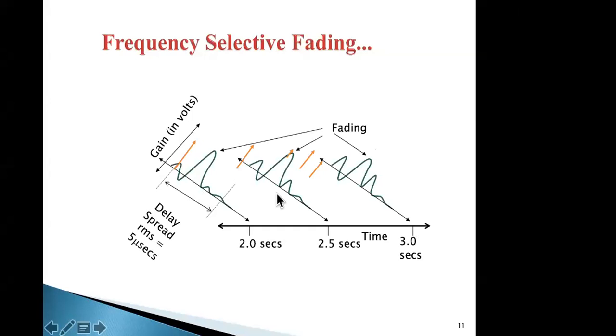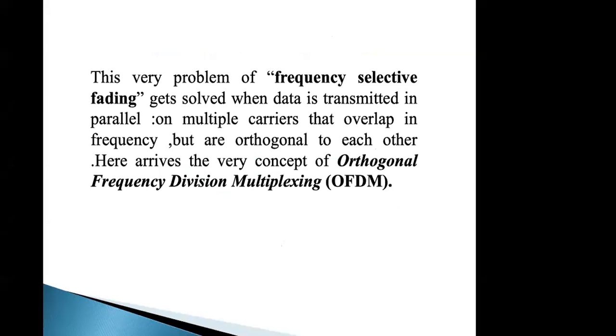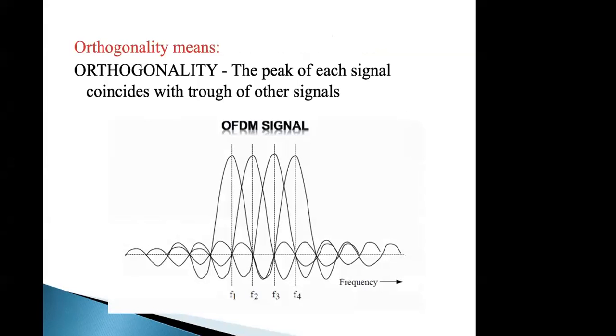When you add up all these components, there is a possibility of destruction, in the sense that the whole signal sums up to zero, or it may get amplified. So how do we tackle these problems in frequency selective fading channels? We use orthogonal frequency division multiplexing, OFDM. It takes different carriers F1, F2, F3, F4, and the peak of each signal coincides with the trough of the other signals.